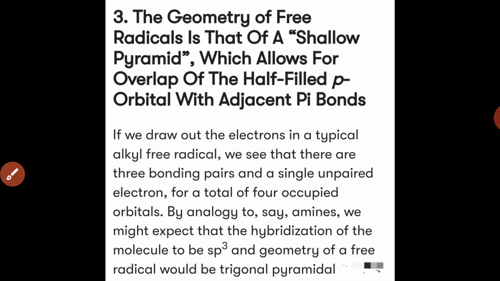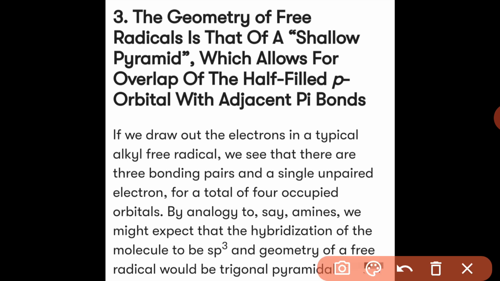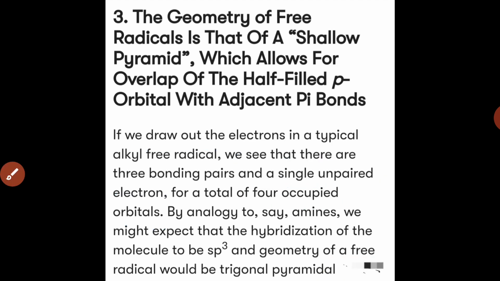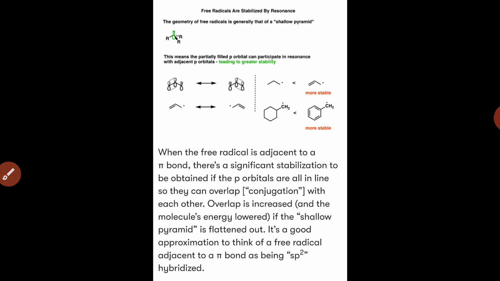Okay, if we draw the electrons in the typical alkyl free radical, we see that there are three bonding electrons and a single unpaired electron, a total of four occupied orbitals. So in the four occupied orbitals, one has the single unpaired electron and the other three are bonding. So if I just explain, then it may be sp3 hybridized. So let's have a look.